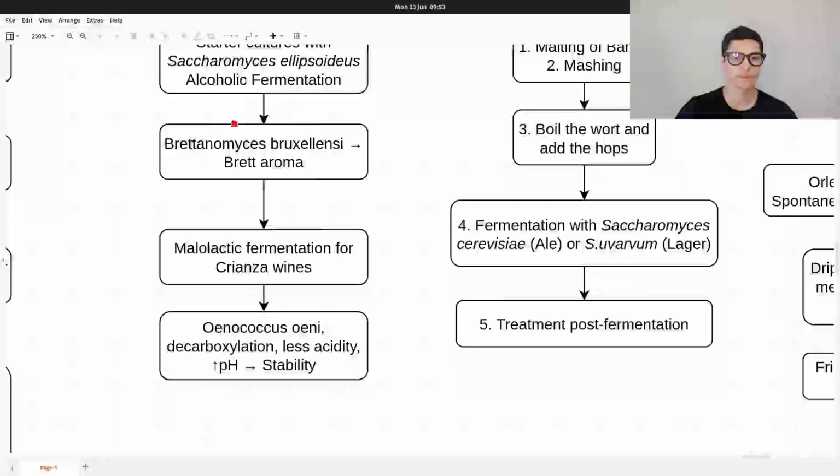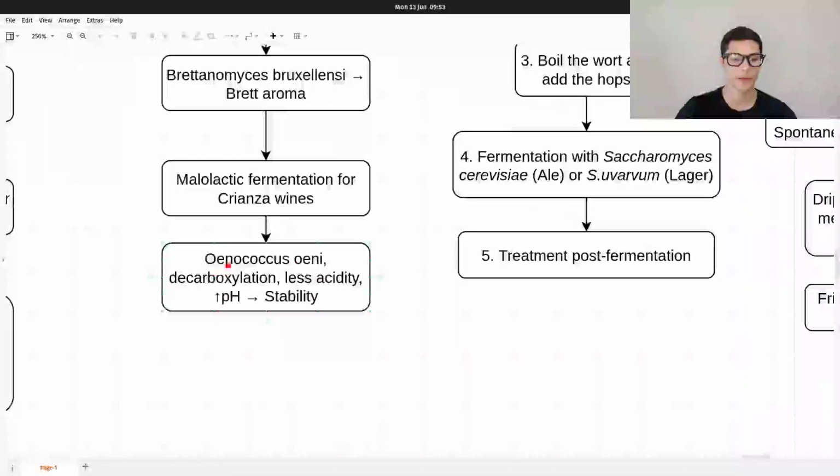Then, after the alcoholic fermentation is done, the Crianza wines will undergo the malolactic fermentation, and that's done by the Oenococcus oeni. This microorganism will do the decarboxylation of some components. It will lower the acidity and raise the pH, and this will give more stability to the wine.